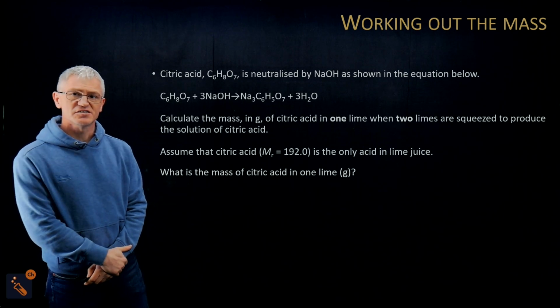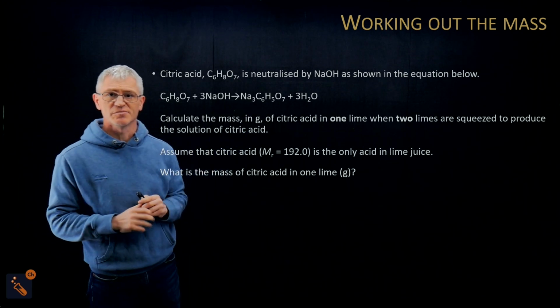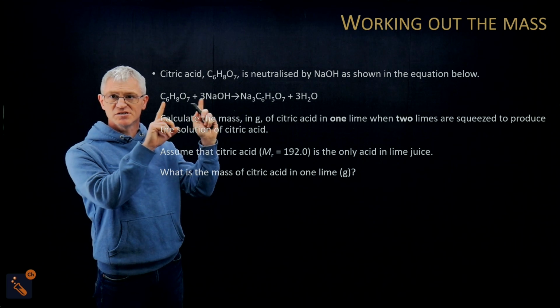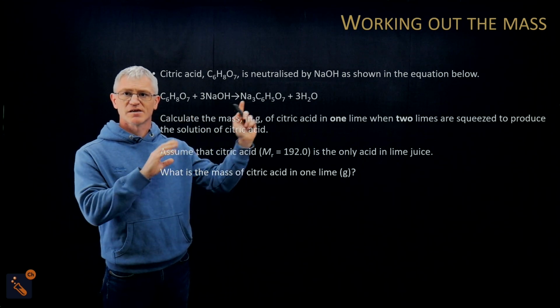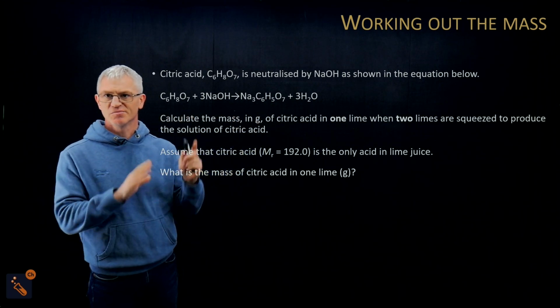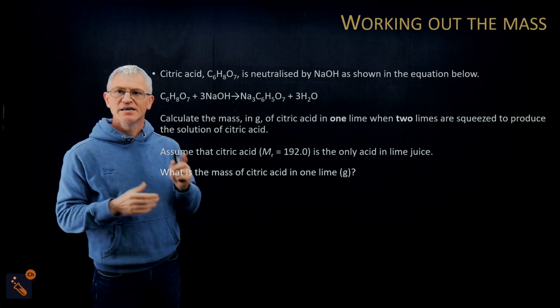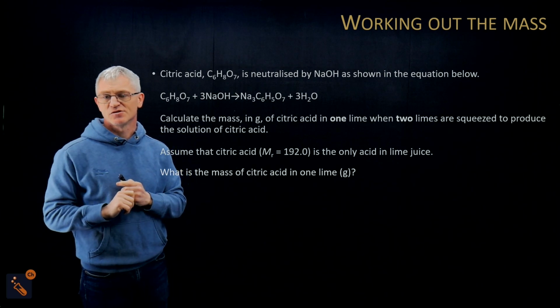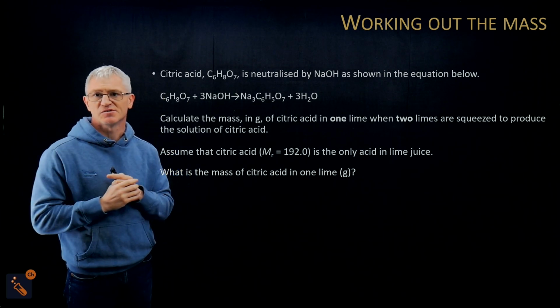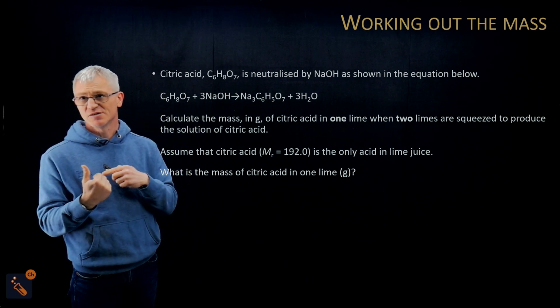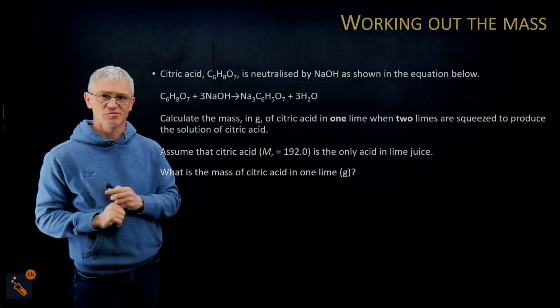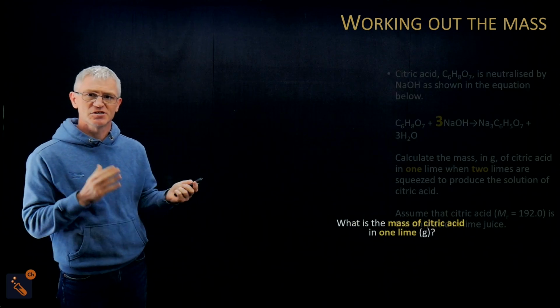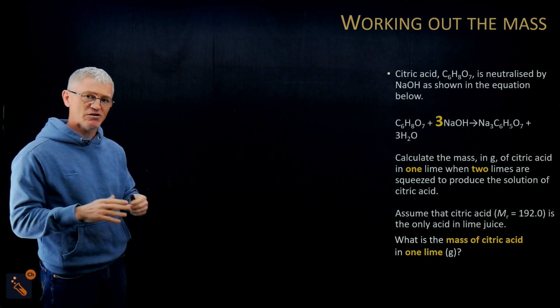So this is our citric acid that's neutralized by sodium hydroxide, as shown in the equation here. Notice the 3:1 ratio, and you're making sodium citrate here, but that doesn't matter. Now, your citric acid is in a 250 centimetres cubed solution. We took 25 centimetres cubed out and we titrated it against the sodium hydroxide. Let's put this to the side.